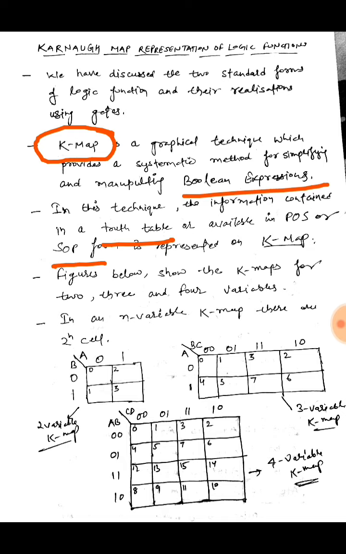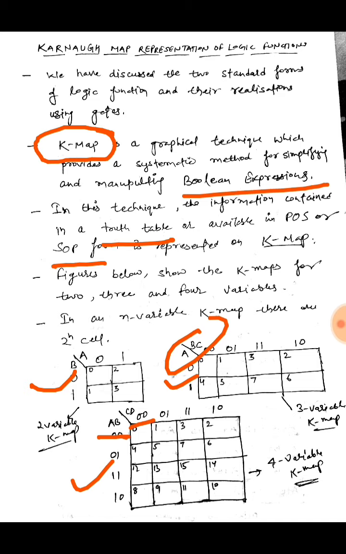So you can see the figure below shows the K maps for 2, 3 and 4 variables. So this one is a K map for 2 variables. This one is the K map for 3 variables, that is A, B, C. This is the K map for 4 variables, that is A, B and C, D.